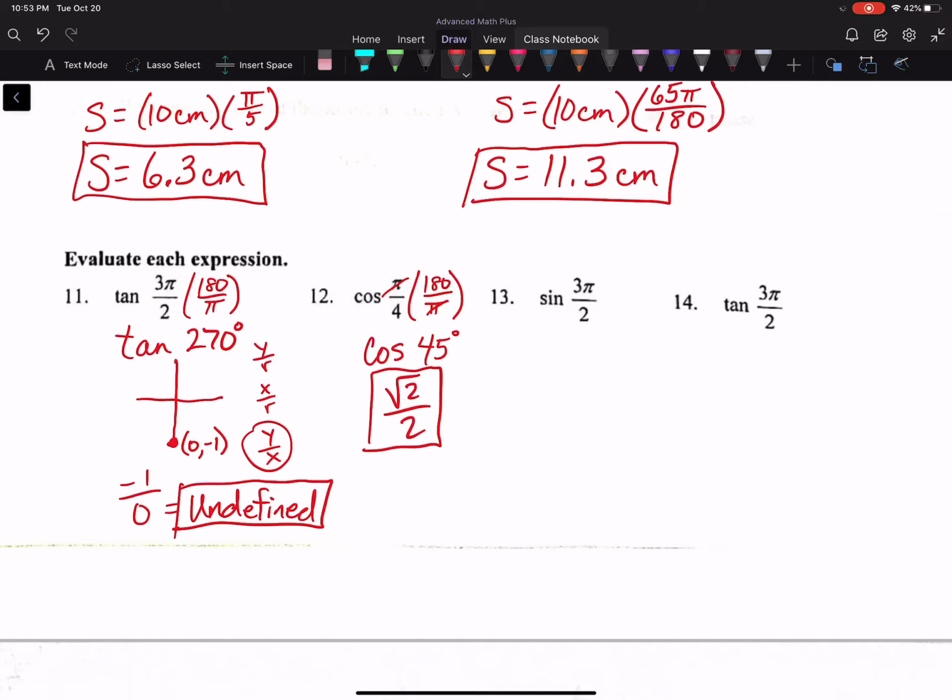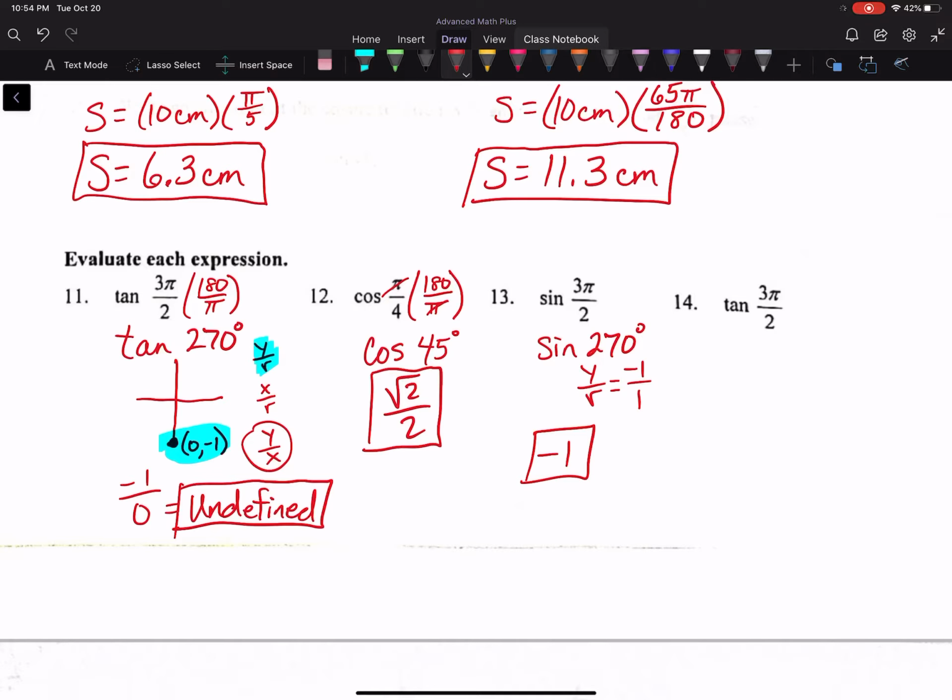All right, sine of 3 pi over 2. We already did this once, so I know that's sine of 270. So I'm going to use the same point I used over here. Same exact point, but this time I'm doing sine. Sine, if you remember, is y over r. So y over r would equal -1 over r, which is always 1 in the unit circle. So that reduces to -1.